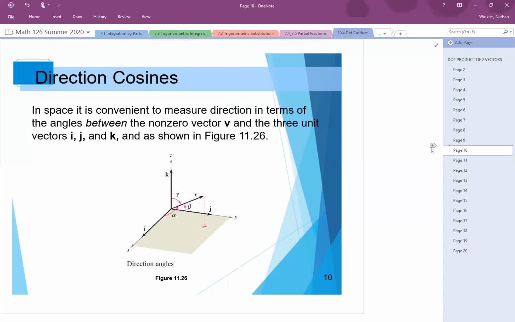So the next thing we want to talk about is direction cosines. In space, it is convenient to measure direction in terms of the angles between the non-zero vector v and the three unit vectors i, j, and k, as shown below. Gamma comes off the k, beta comes off of the j, and alpha comes off of the i. So we have three different letters, which are all just denoting a different angle. No worry, we just have to keep that in mind whenever we're finding these.